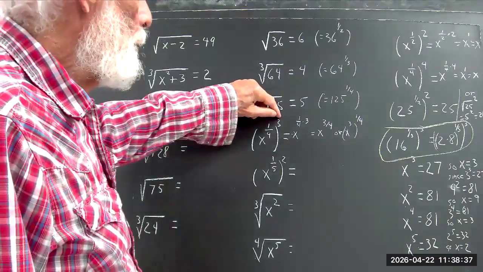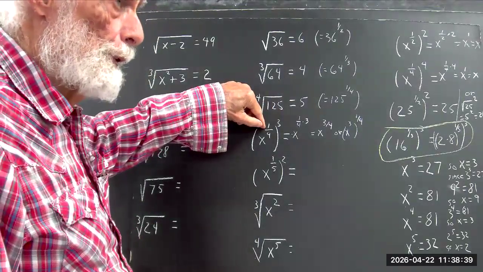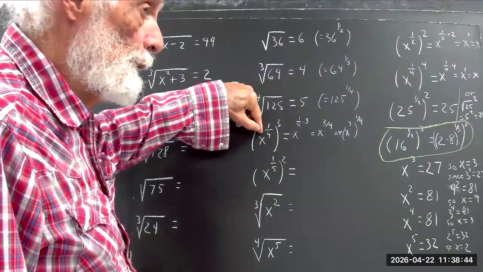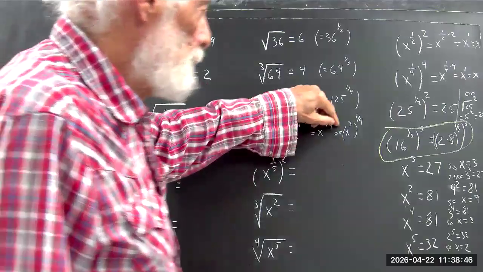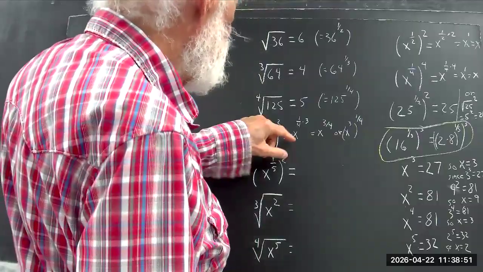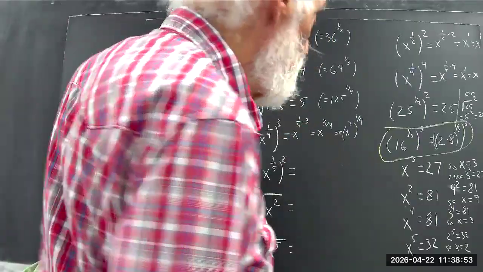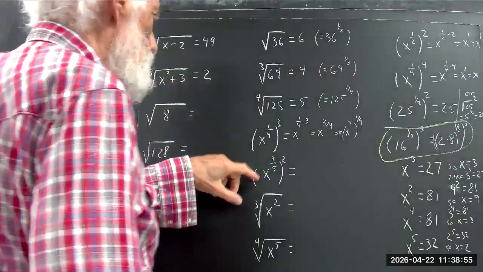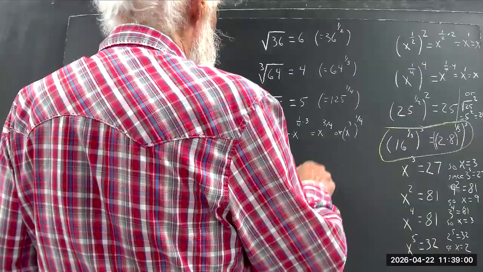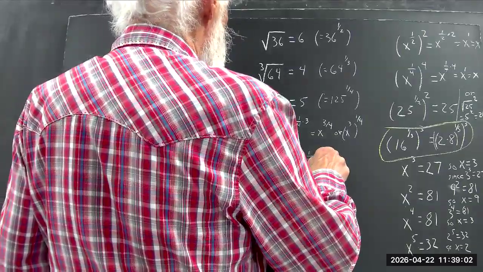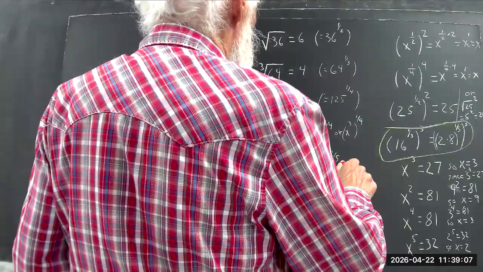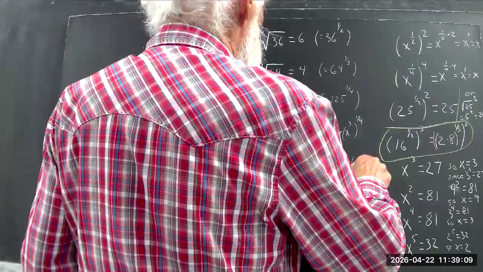Since a power of a power multiplies the exponents, it doesn't matter which exponent goes here and which exponent goes here. If you do x cubed to the 1/4, you get x to the 3 times 1/4, which is just like x to the 1/4 times 3. Okay, what's x to the 1/5 squared? Well, that's x to the 1/5 times 2, which is x to the 2/5, or x squared to the 1/5.